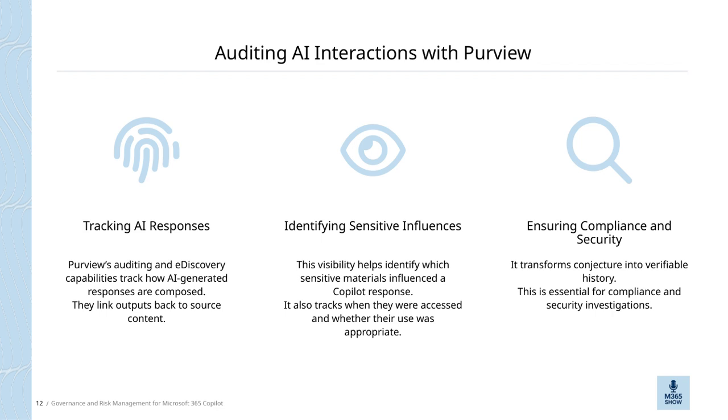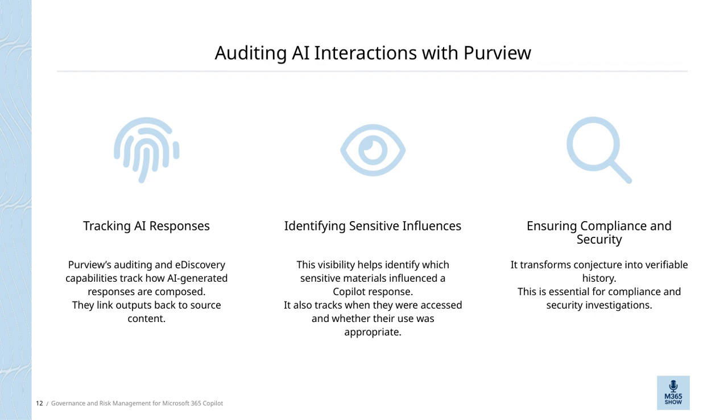Now, this visibility allows us to identify which sensitive materials may have influenced a Copilot response. It also tracks when those materials were accessed and whether their use was appropriate. So, we're not just seeing the output, but also understanding the context and the potential sensitivities involved.